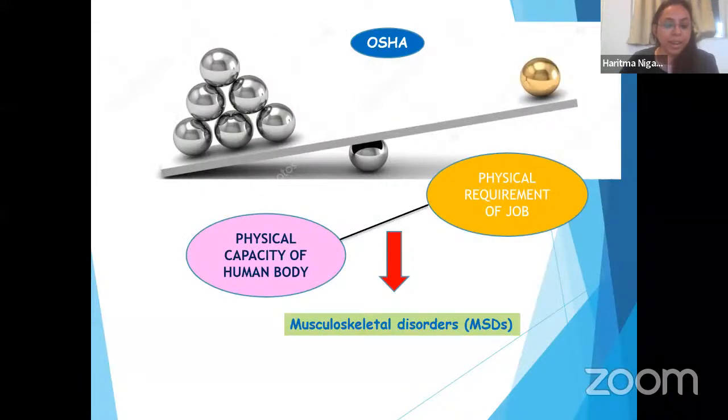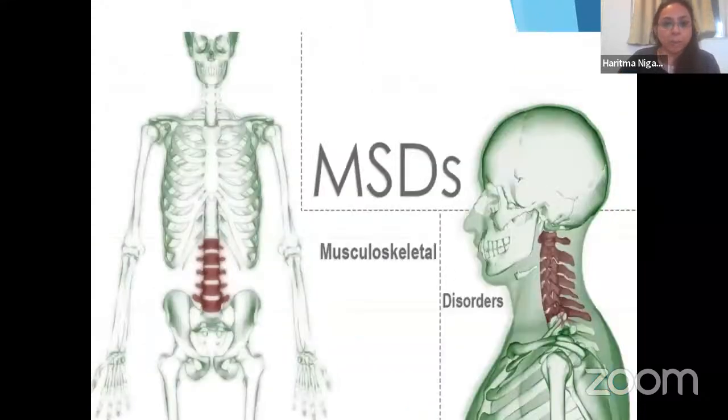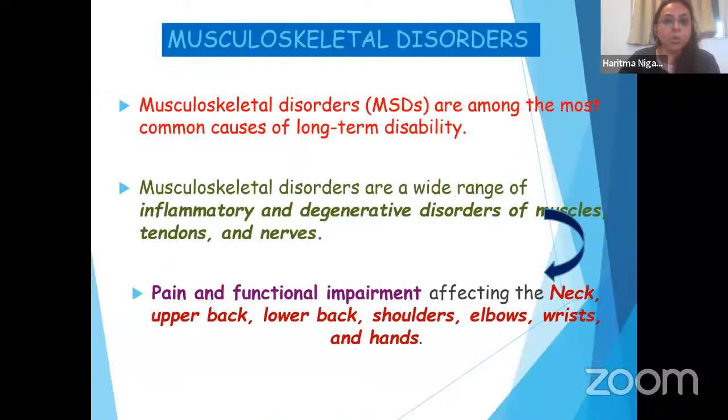According to OSHA, that is Occupational Safety and Health Administration, it is nothing but a mismatch between two main factors. First one, that is your physical capacity of human body, and secondly, your physical requirement of job. As a result of which, it will lead to musculoskeletal disorders. So let us see what are musculoskeletal disorders.